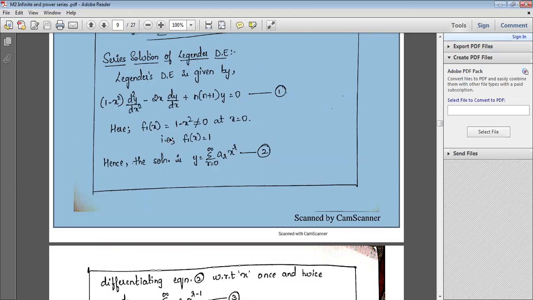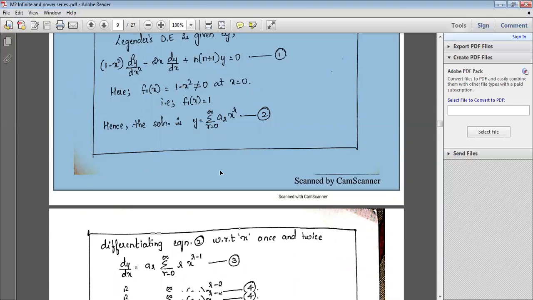Here f1 of x is nothing but this one. Always whatever the function we have as a coefficient, that is called f1 of x. f1 of x is equal to 1 minus x square, not equal to 0 at x is equal to 0. That is, f1 of x is equal to 1 at x is equal to 0, which means it is 1. Hence the solution is y is equal to summation r is equal to 0 to infinity a r x power r.